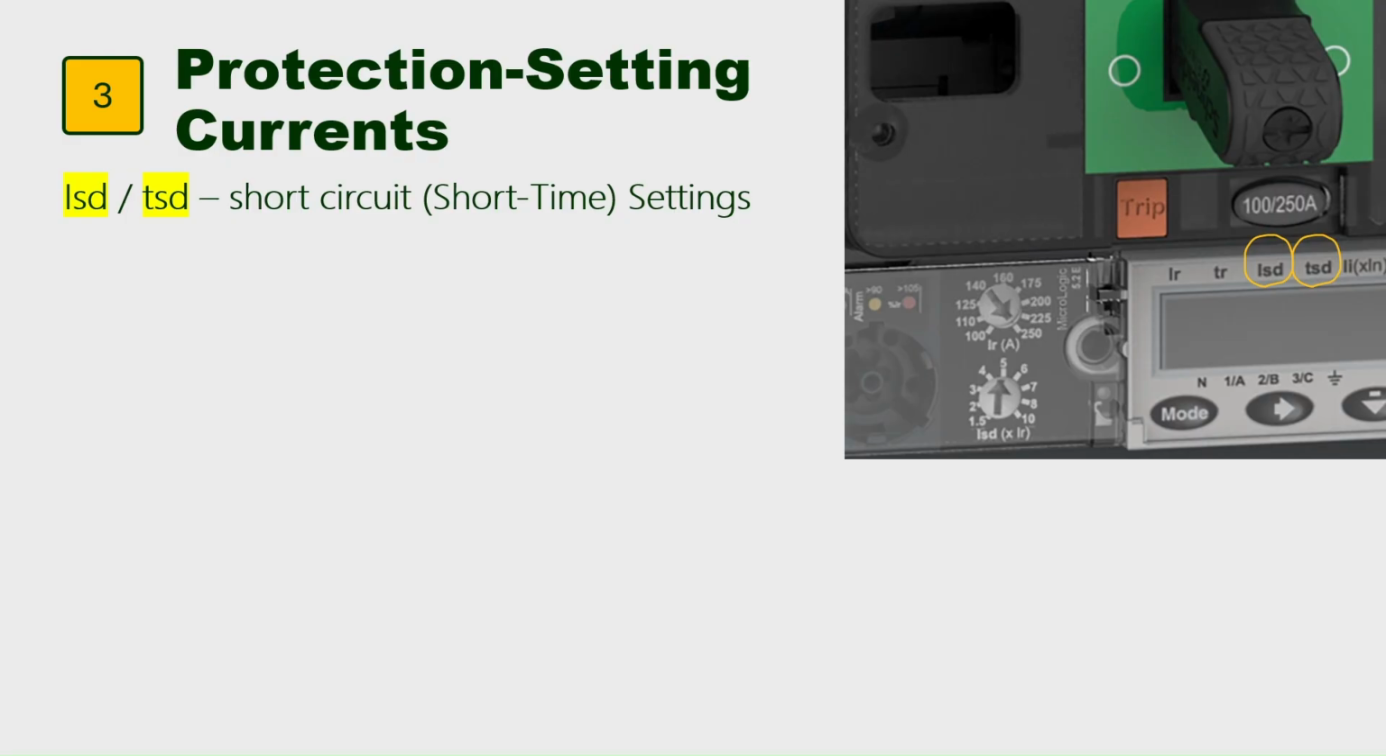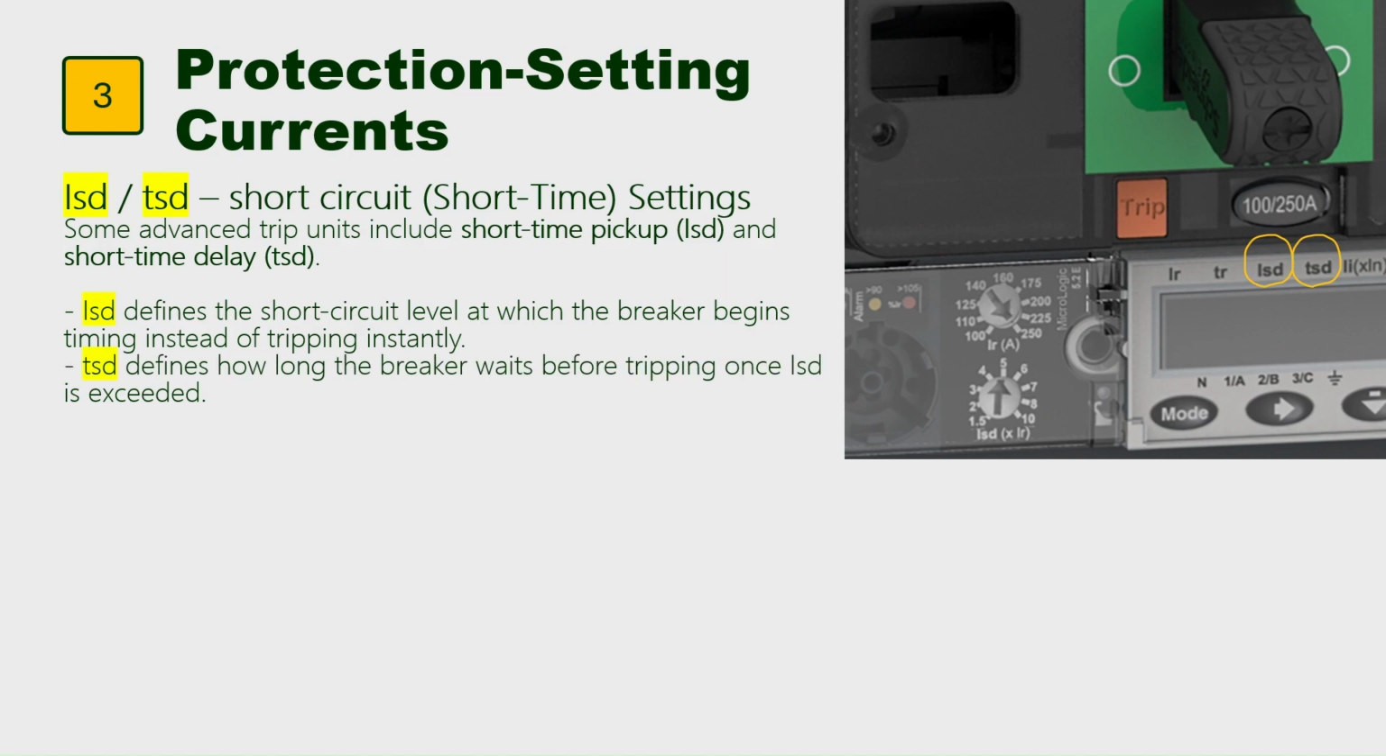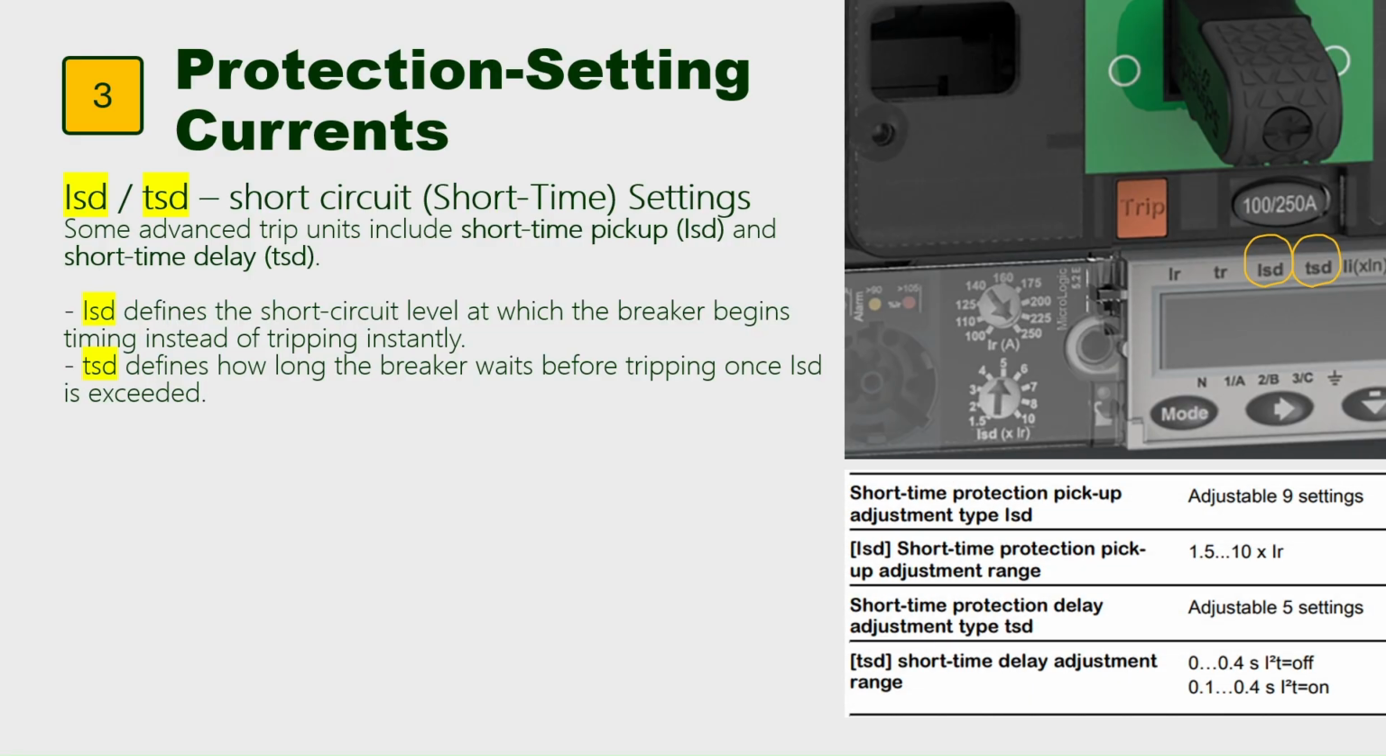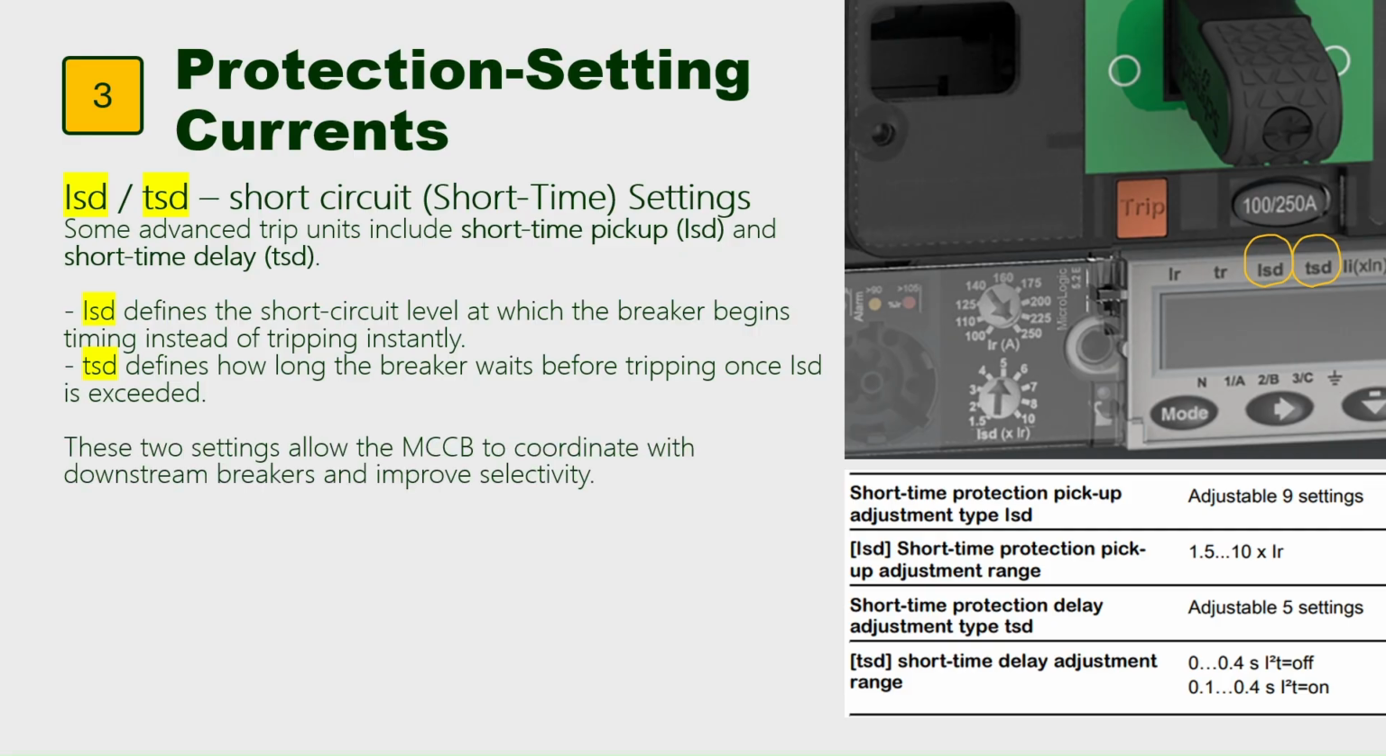ISD and TSD, short-circuit short-time protection settings. Some advanced trip units include short-time pickup (ISD) and short-time delay (TSD). ISD defines the short-circuit level at which the breaker begins timing instead of tripping instantly. TSD defines how long the breaker waits before tripping once ISD is exceeded. These two settings allow the MCCB to coordinate with downstream breakers and improve selectivity. Not all MCCBs include ISD and TSD, only those with higher-end electronic trip units.